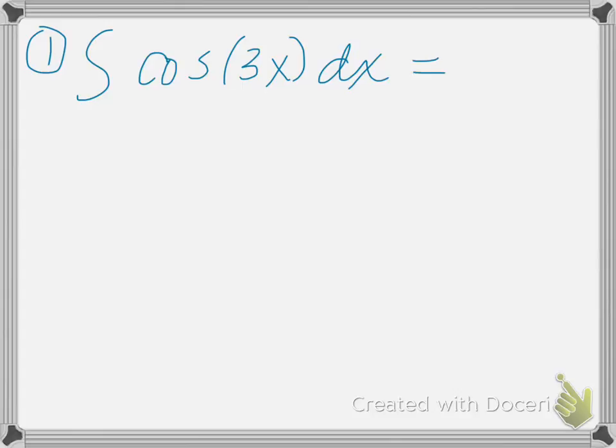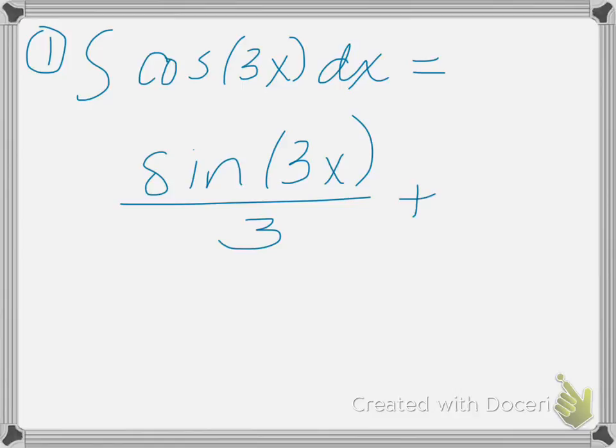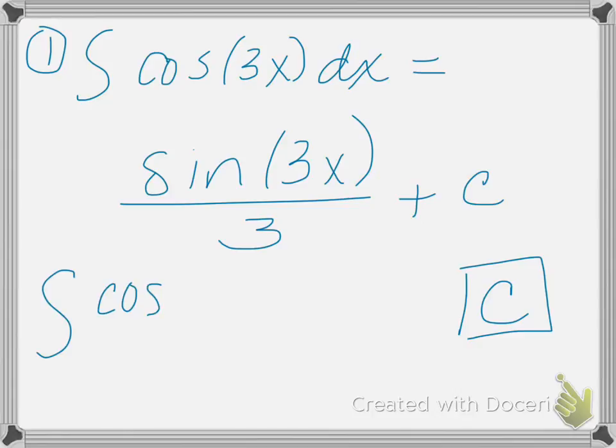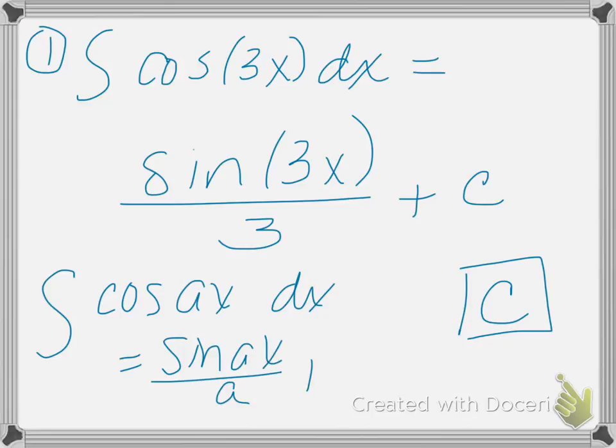This was the problem, and it should have just been this over this plus C. Okay, because remember that there was a rule. It says if you have the integral of cosine ax dx, that is going to be sine ax over a plus c. Okay, let's go to number two.